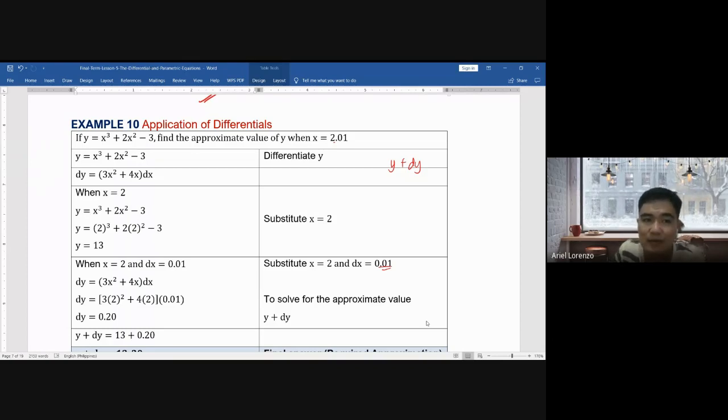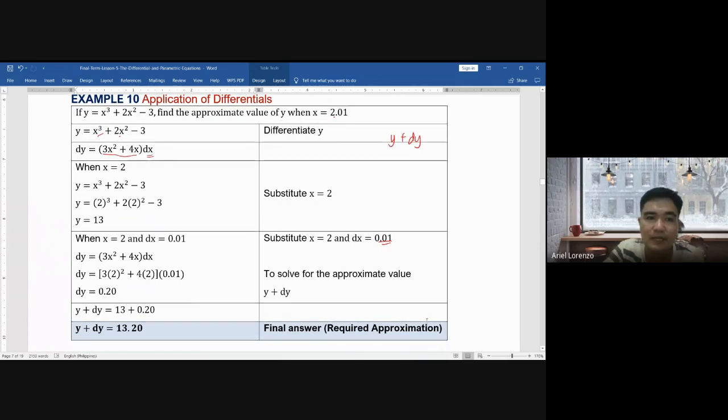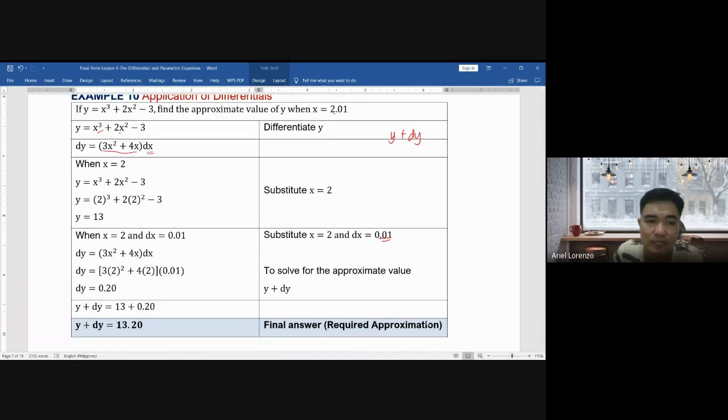So, y now, class, is equal to x cubed plus 2x squared minus 3x. So, para kunin natin si dy, we get the differential of y. And the differential of y, class, is 3x squared plus 4x dx. Okay? So, kunin natin yan, class, para solve natin si dy. Okay? When x is equal to 2 and dx is equal to 0.01, ano ang dy? So, substitute mo lang si 2 kay x, class. So, 3x squared, palitan natin si x ng 2, plus 4 times 2, and then times yung value ng dx mo which is 0.01. And then ang dy mo is 0.20.